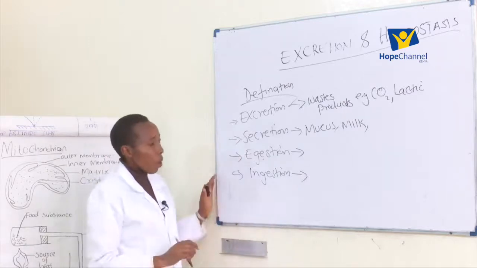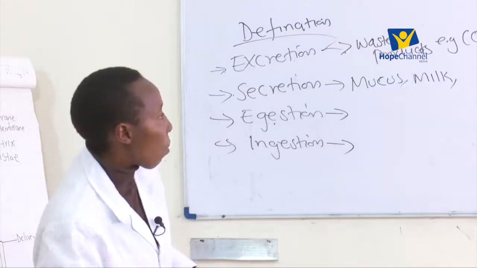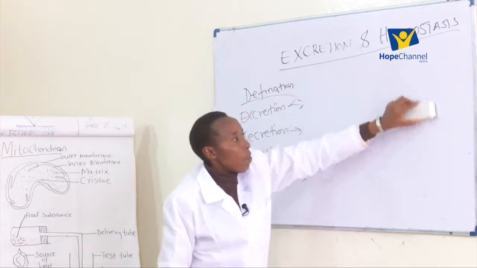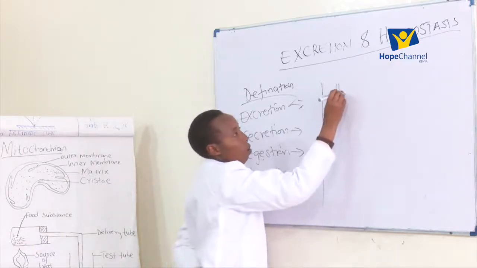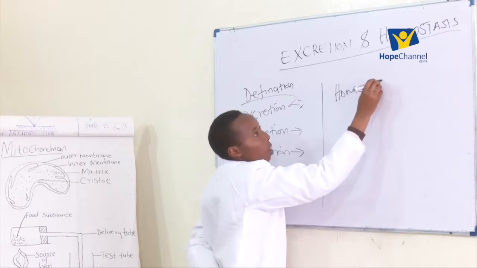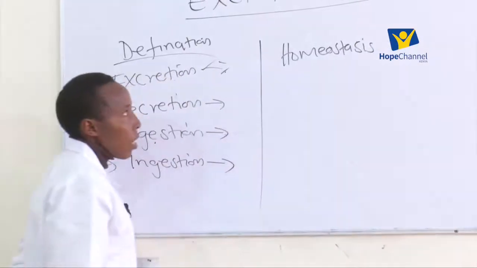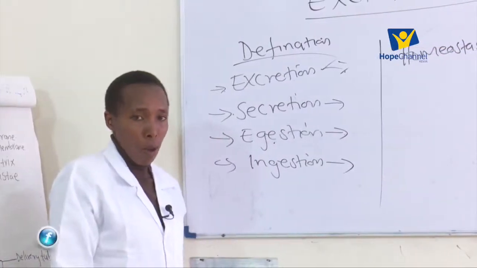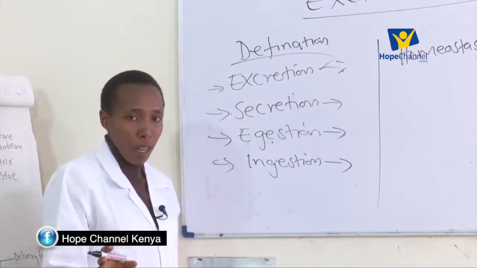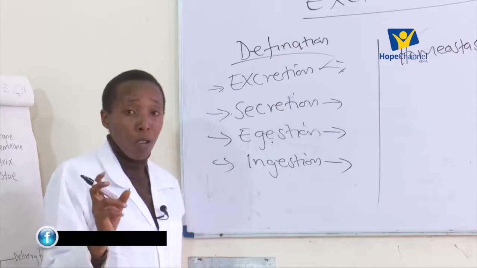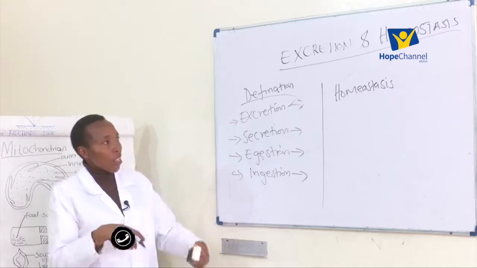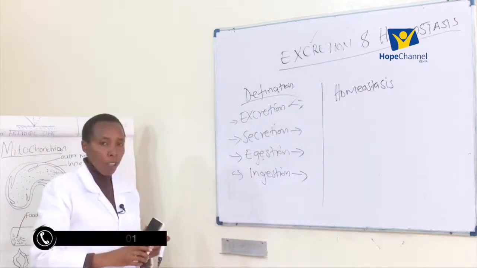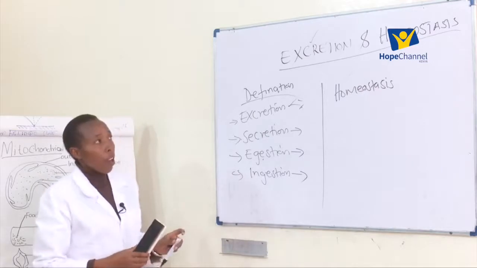Now, I want to pick on excretion and homeostasis. I also need to define the word homeostasis. What do we mean by homeostasis? Homeostasis means maintenance of a constant environment despite the external fluctuations. Why should we have a constant environment? Of course, it's for proper functioning of the cells. So those are just definitions. We'll start with excretion. Once we are done with excretion, then we'll move on to homeostasis.